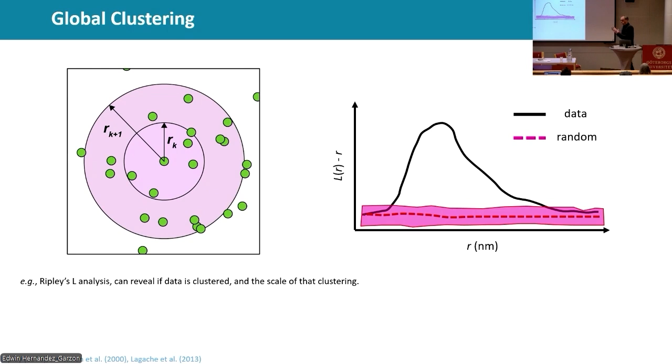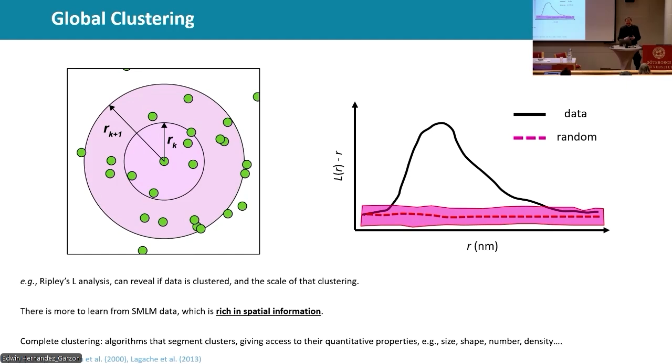I mean, this is a statistical measurement. So you will be able, for instance, to compare some conditions, like this one is more clustered, this one is less clustered, but you don't have access really to the clusters. So there is more to learn from single molecule localization data, because they are really rich in spatial information. And so a lot of people developed complete clustering, which is really algorithms that segment the clusters in order to have access to the quantitative information of these clusters, like the size, shape, number, and density.